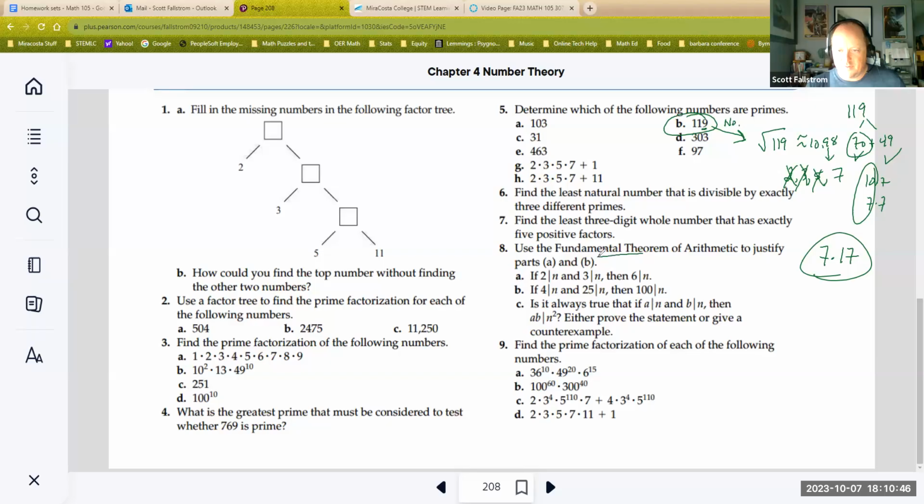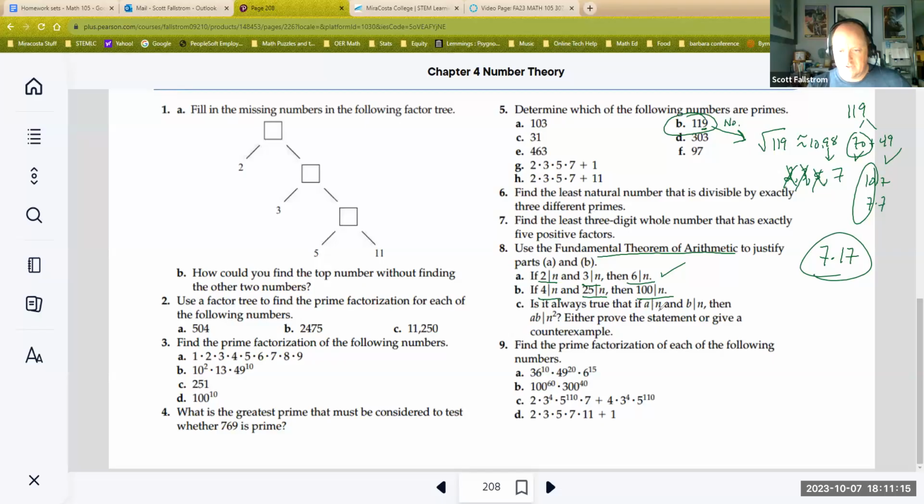Let's see, your fundamental theorem of arithmetic to justify: if 2 divides n and 3 divides n, then 6 divides n. So that is 100% correct because the fundamental theorem of arithmetic says there's exactly one way to write the primes. So if 2 does fit into that number and 3 does fit into that number, then 2 times 3 has to fit into that number. If 4 and 25, again, yeah, there's no factors in common, so 100 would absolutely have to divide that number.